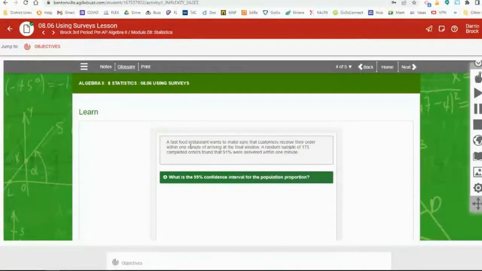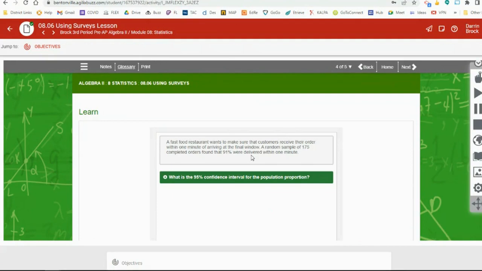So this is a fast food restaurant that wants to make sure that customers receive their order within 1 minute of arriving at the final window. A random sample of 175 completed orders found that 91% were delivered in that 1 minute. So they looked at 175. That would be our sample size. That would be our N. And 91% were delivered in 1 minute.